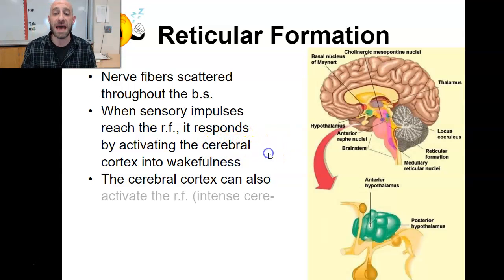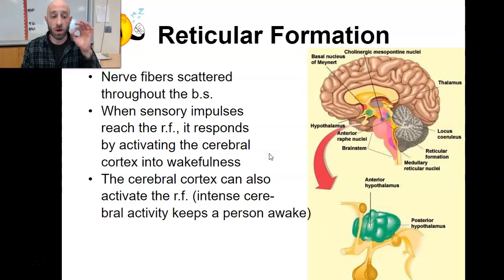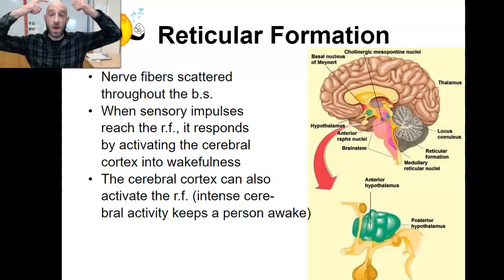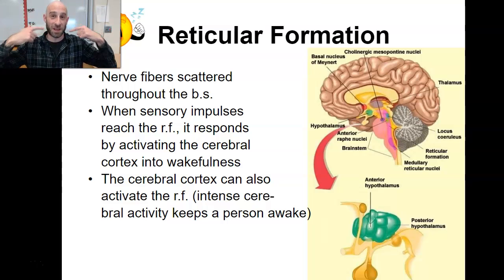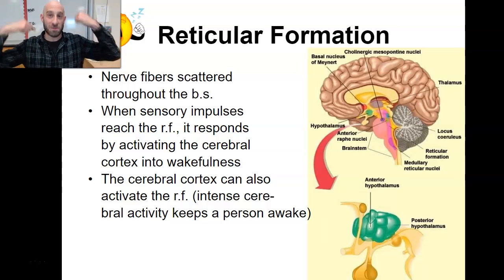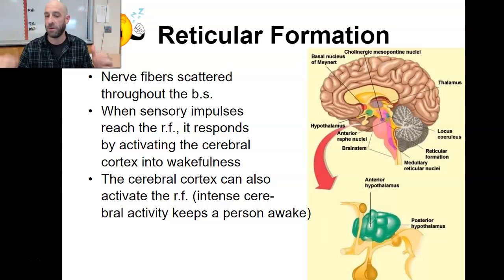The reticular formation is actually what is going to cause your brain to wake up. And this is what I'm going to finish up with here. It can go the other direction. Your cerebrum can actually activate the reticular formation. What is that? Those are the situations when you're in those classes and you're falling asleep and you're like, no, don't fall asleep. And you keep kind of waking yourself up. That is your cerebrum activating your reticular formation, which is activating your cerebrum. So it's kind of hard to think of it that way, but that's really what's going on.